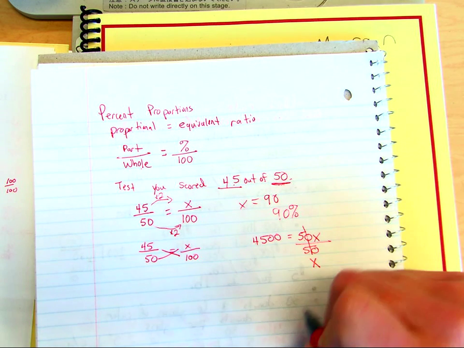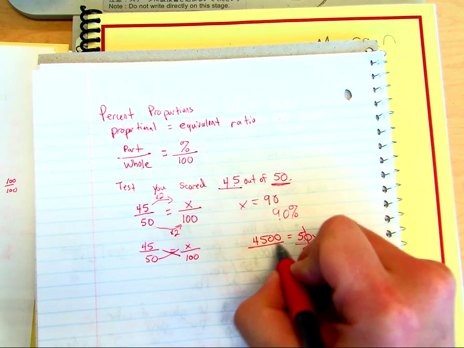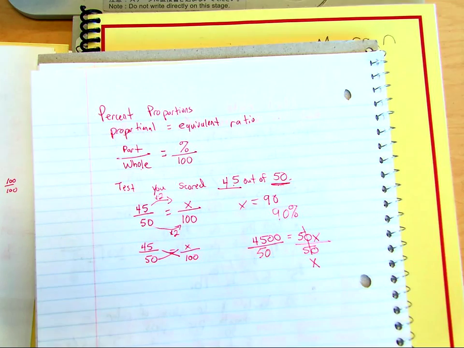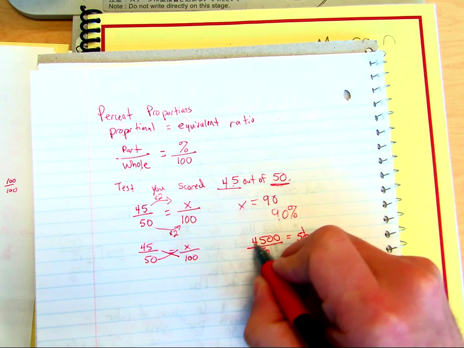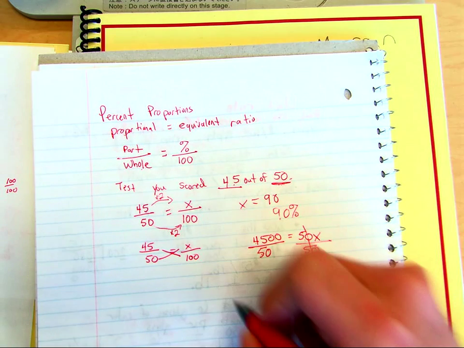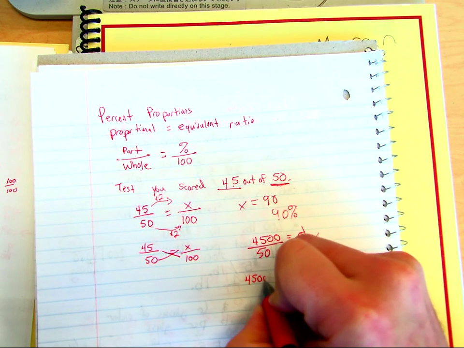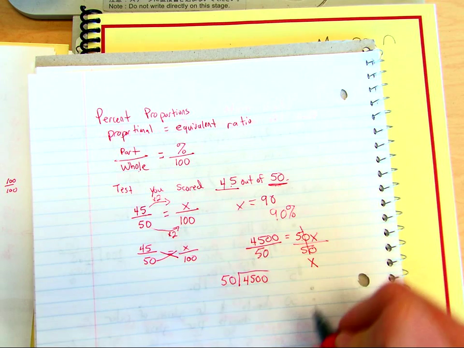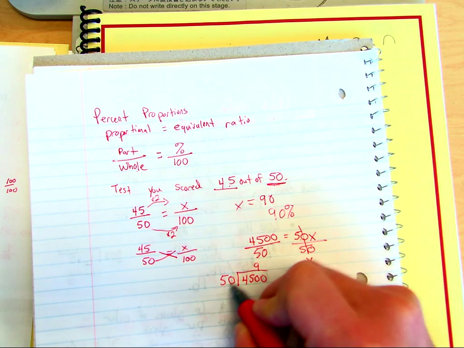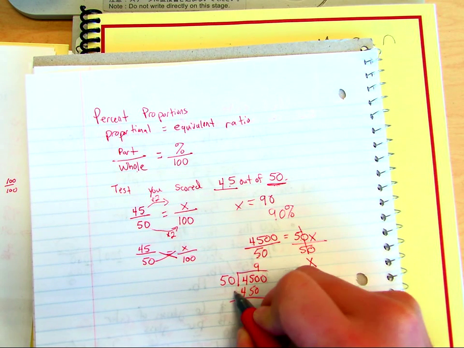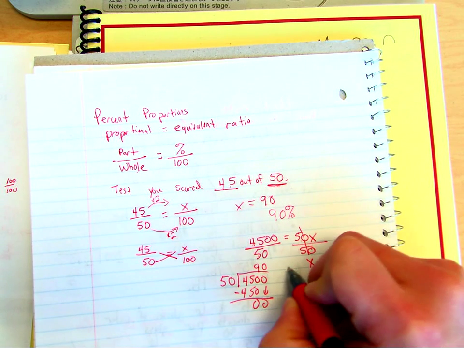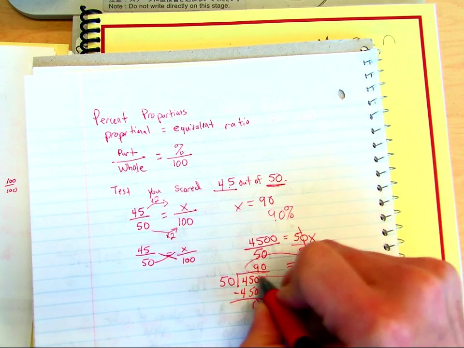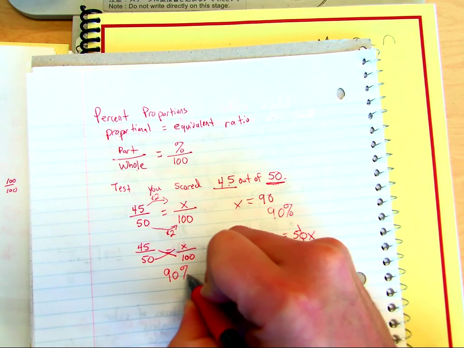50X divided by 50 leaves me with just X. And then I'm going to do the part that you guys are more familiar with, dividing 4,500 by 50. Well, I know 5 is going to go into 45 9 times, so I know a 9 has to be in there. 9 times 50 is 450. Subtract, bring down the zeros. So again, X equals 90, or 90%.